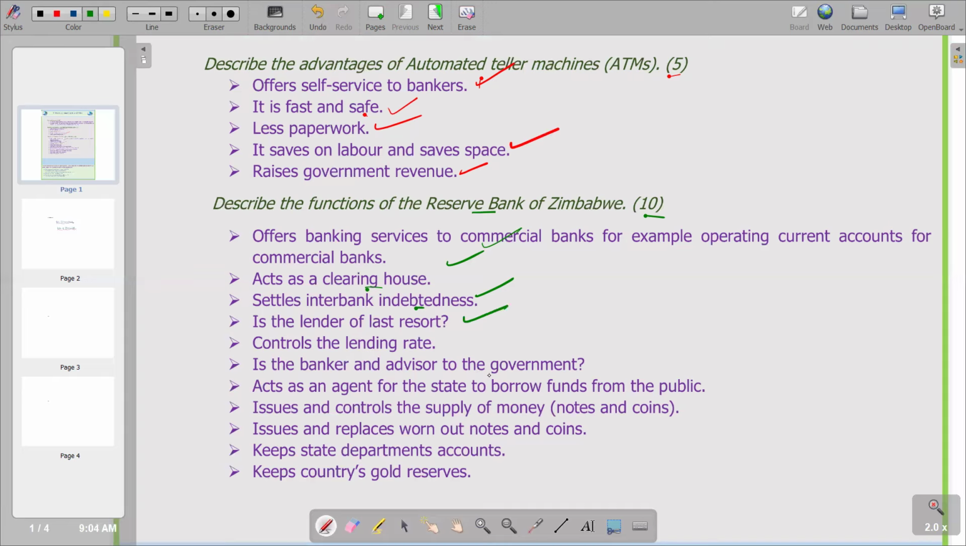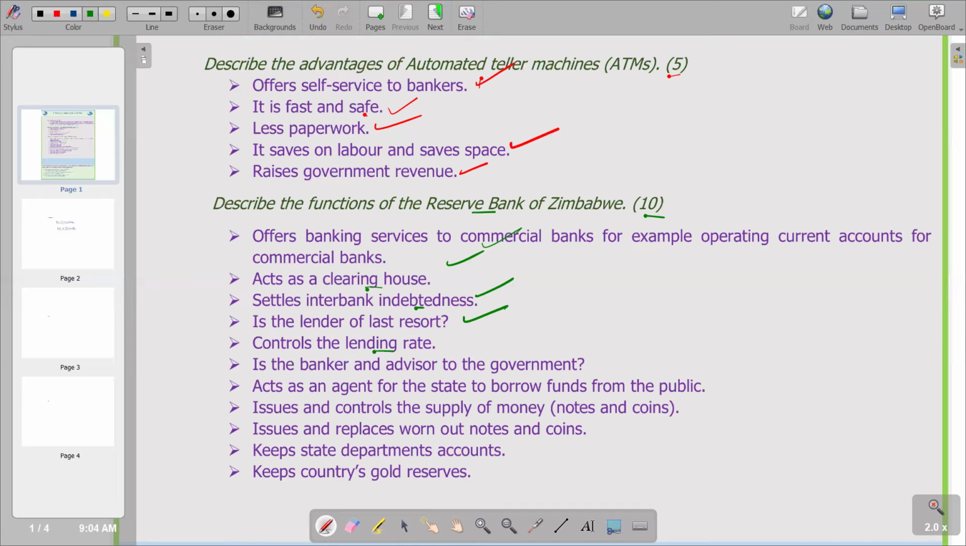Then we go to the next one, controls the lending rate. We have got a new term coming in there, which is the lending rate. The lending rate is the rate that the bank charges when they lend money. So that rate charged by banks is controlled by the central bank, which is the Reserve Bank of Zimbabwe in Zimbabwe.